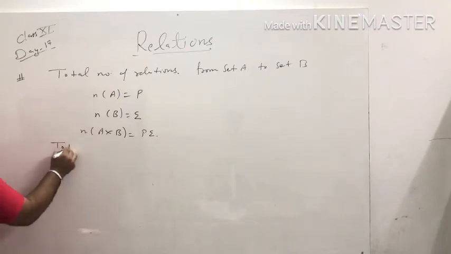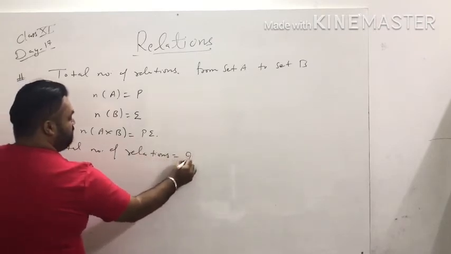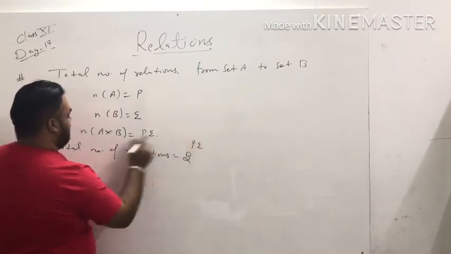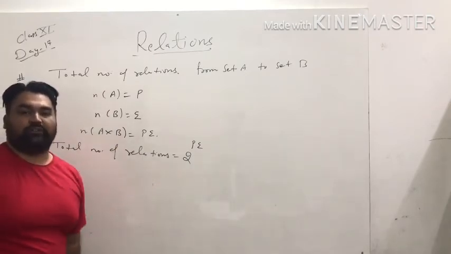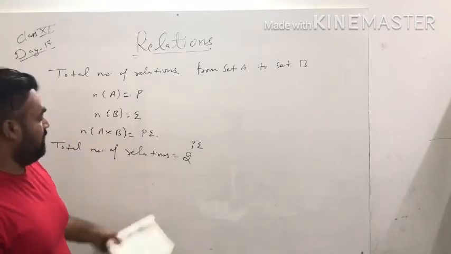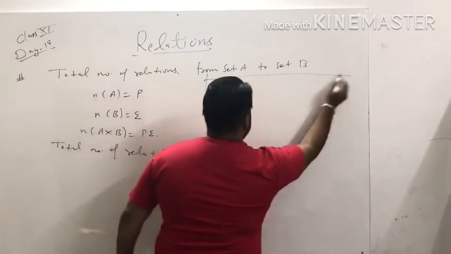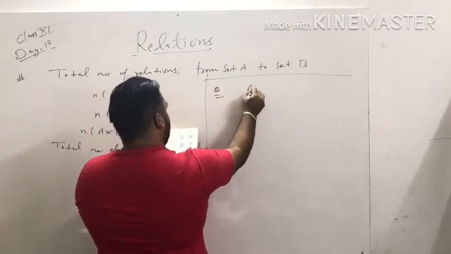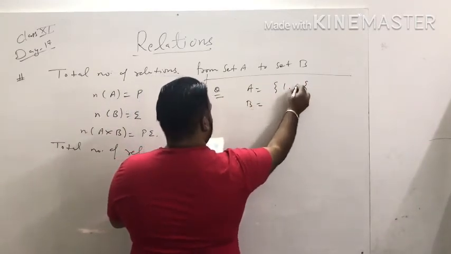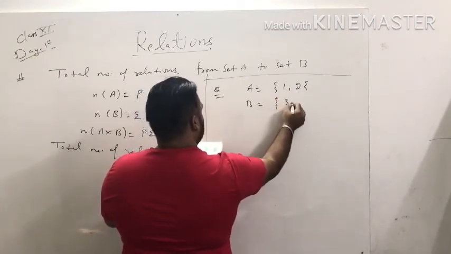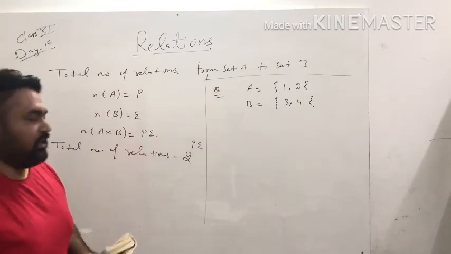So the formula to find the total number of relations from A to B is 2 raised to the power pq, that is, 2 raised to the power of the number of elements in A cross B. Now we take an example. A equals {1, 2} and B equals {3, 4}. How can we find the total number of relations?